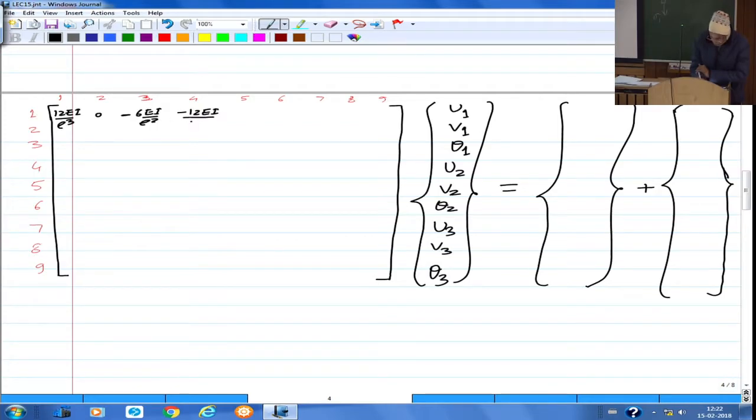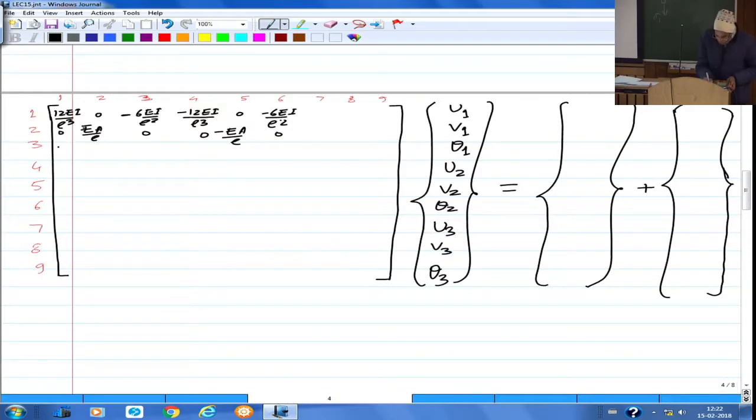So minus 12 EI by L cube, and then again 0, minus 6EI. I am poor in copying, so it takes a little longer. So this is the first row, and then the second row is 0, EA by L. Now you actually try yourself, minus EA by L and 0. So this is the second row.